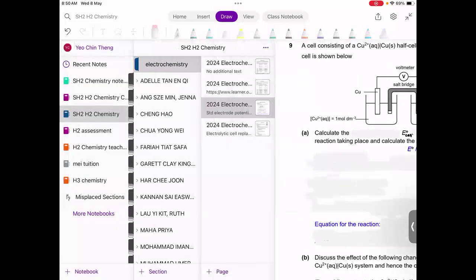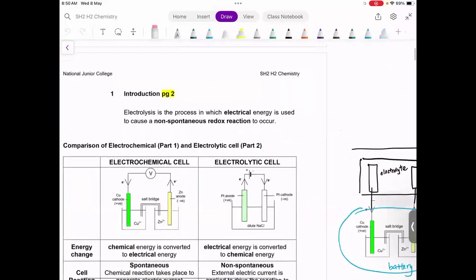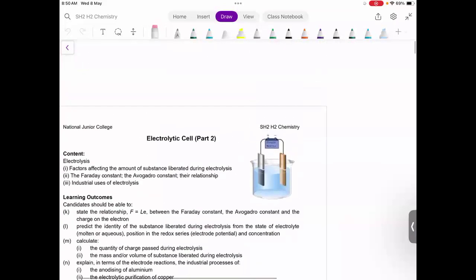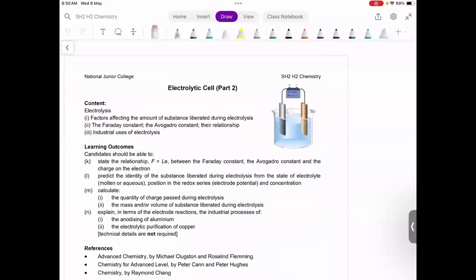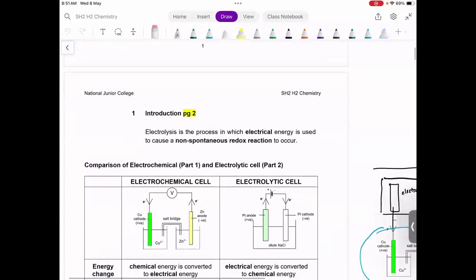Sebastian. Okay, so let's look at electrolysis. Let's look at the new topic. Electrolysis should be more straightforward, I think. These are the learning objectives. Then let's look at the setup.